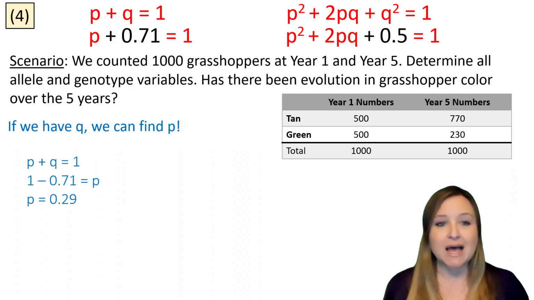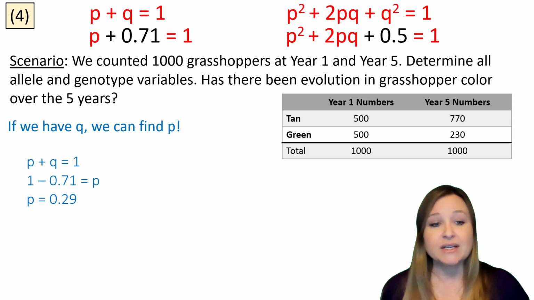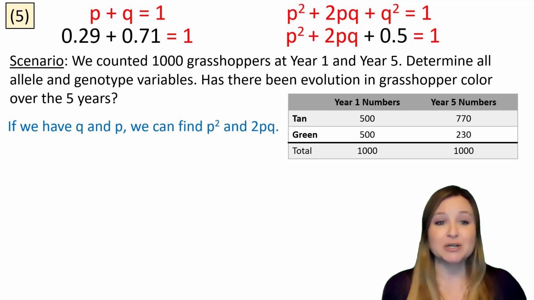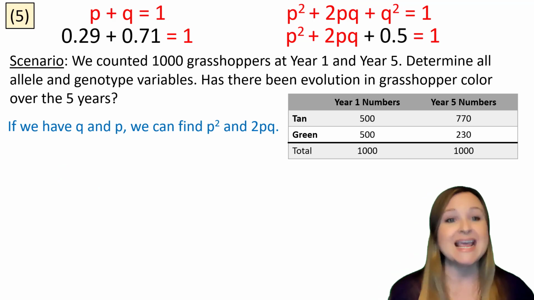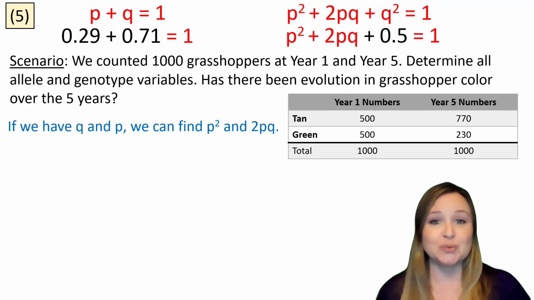So 1 minus 0.71 is going to be equal to P. So P, therefore, is 0.29. I've gone ahead and filled in 0.29 up at our top equation, so we can see that we have figured out P and we have figured out Q.